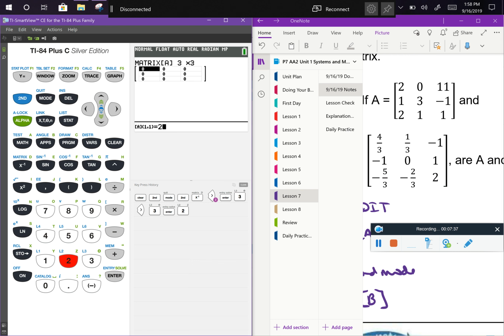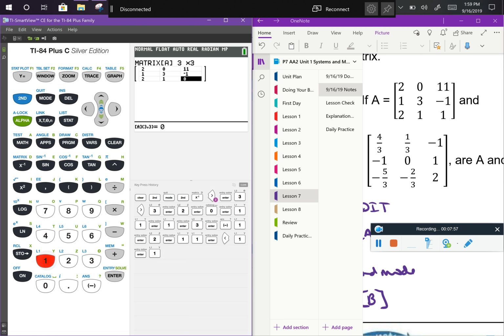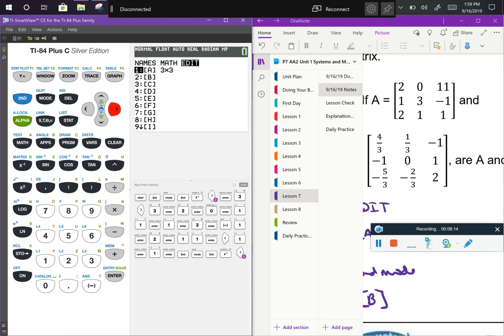So I've got 2, 0, 11, 1, 3, negative 1. Make sure to use a negative and not a minus sign because your calculator will get mad at you. The computer calculator is a little slow. Now, unfortunately, there's no handy back button like on a computer. So you actually have to quit out of here and then go back in. But this time when you go to edit, you're going to choose the second matrix. And you're going to make that one a 3 by 3.